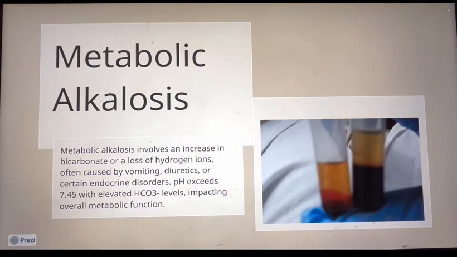Metabolic alkalosis involves an increase in bicarbonate or a loss of hydrogen ion, often caused by vomiting, diuretics, or certain endocrine disorders. pH exceeds 7.45 with elevated HCO3 levels, impacting overall metabolic function.